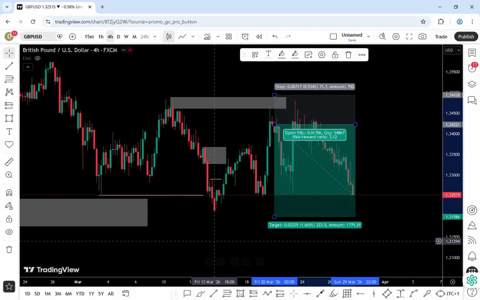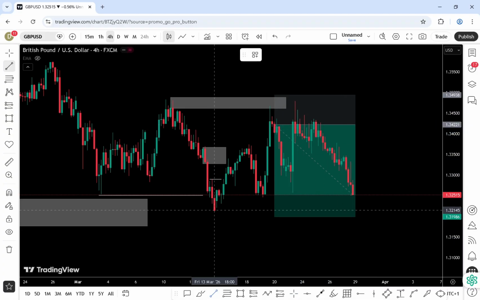I'm expecting the market to come and give me another break of structure on GU. So it's not as difficult.